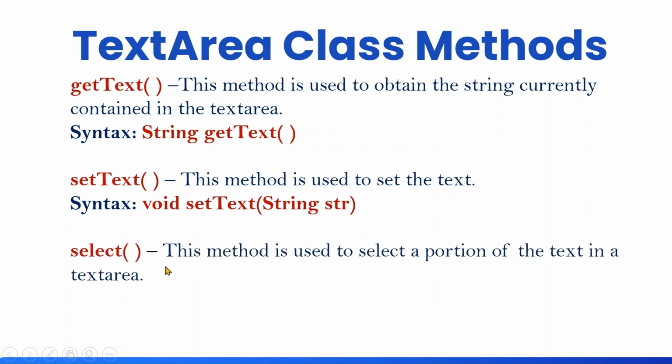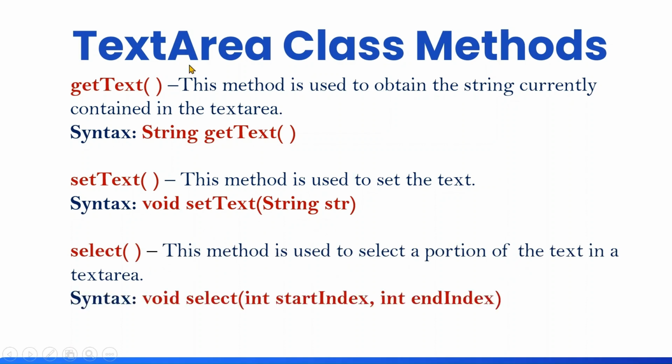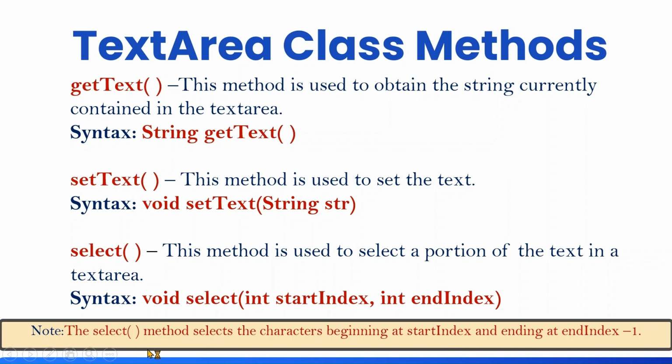Now we have a select method. This method is used to select a portion of the text in a text area. For this, we need to give the starting index and ending index. The starting index starts with 0 and the end index, you can give anything. It's up to you from which index number to which index number you need to take. But when you apply end index, it will take only till end index minus 1. So I kept a note here. The select method selects the characters beginning at start index and ending at the end index minus 1.